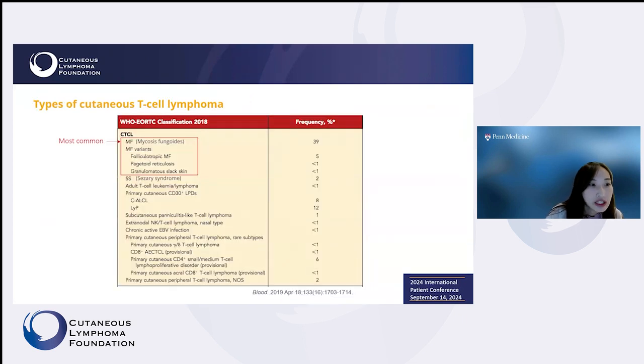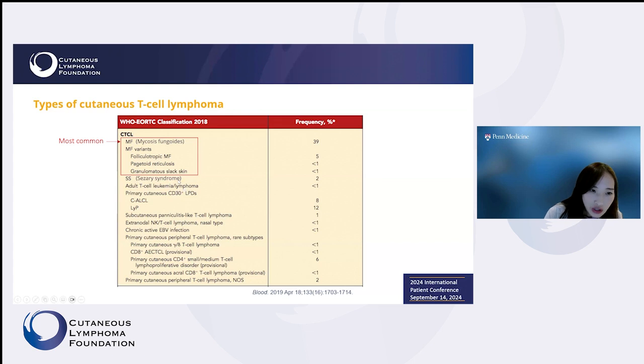So there are many different types of cutaneous T-cell lymphoma. So this is just a list of the WHO classification, which is from the World Health Organization. And the most common type of cutaneous T-cell lymphoma is mycosis fungoides, also known as MF. And this is the most common. You can see this comprises about 40% of cutaneous T-cell lymphomas.